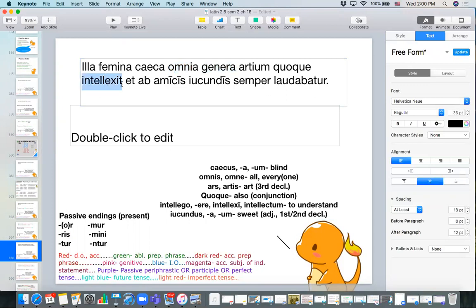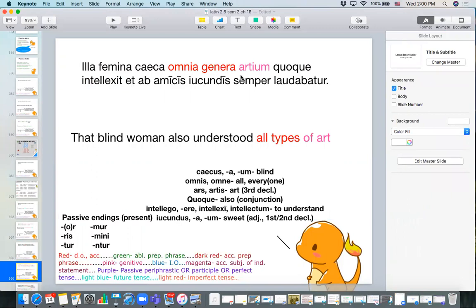Okay, intellexit is a verb. So that blind woman understood, and that is perfect tense. So we could also say has understood, but understood is fine. Okay, the X shows up when it is perfect tense. Understood all types of art.